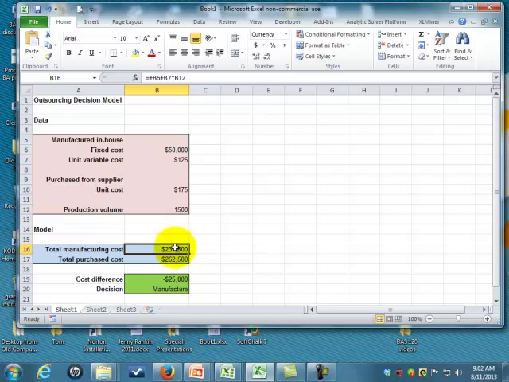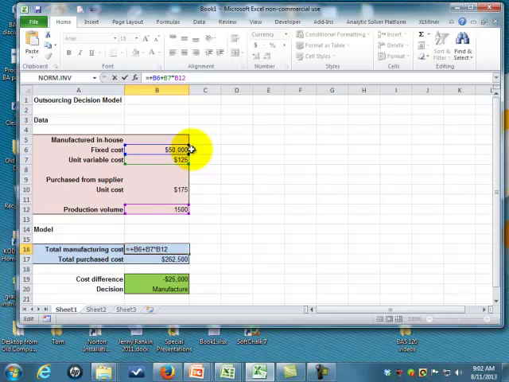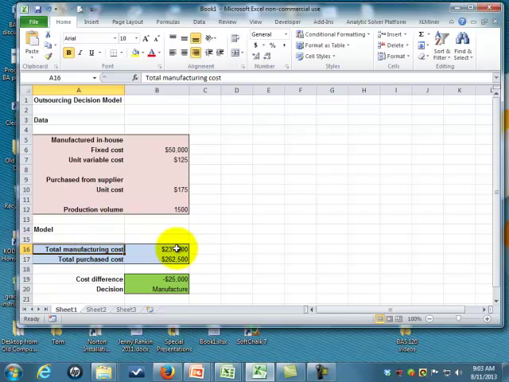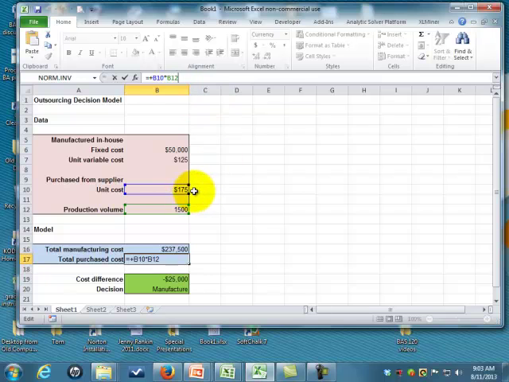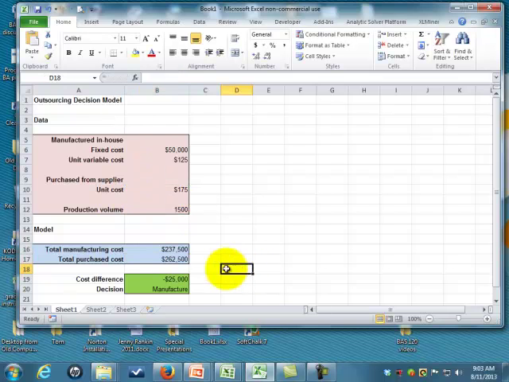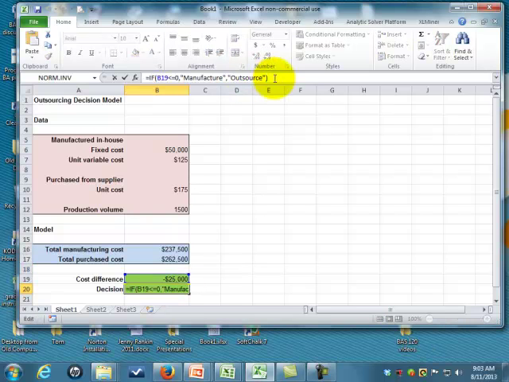So it'll cost us to manufacture those in-house the $50,000 of fixed costs plus the $125 per unit times the number of units. So it'll cost us $237,000 to do this in-house. To outsource it, it'll cost us the $175 per unit times the number of units, which is 264, and down here we've just subtracted the two and then put an if statement in here to say if it's cheaper to do in-house, we'll manufacture it ourselves. If it's cheaper to outsource, we'll outsource it.